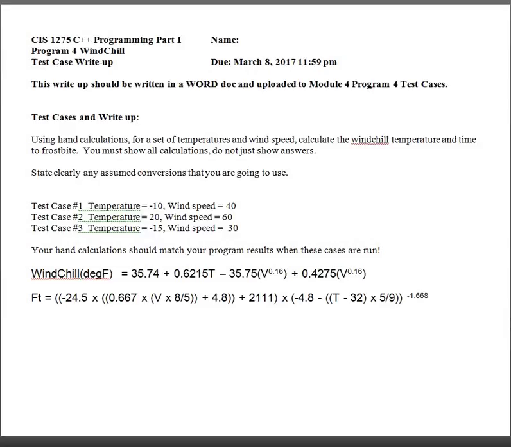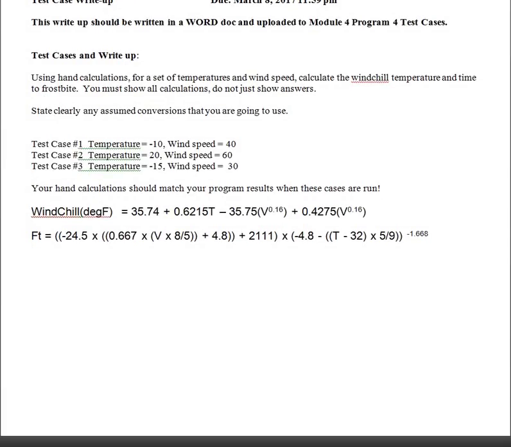Hi, welcome to the help for doing the test cases for Program 4, Wind Chill and Functions. In one respect, this is going to be a little easier than the other test cases because all we have to do is calculate the two equations. In another respect, it's going to be harder because those equations are difficult to evaluate. So let's go ahead and do test case number 1 and see how it works out.